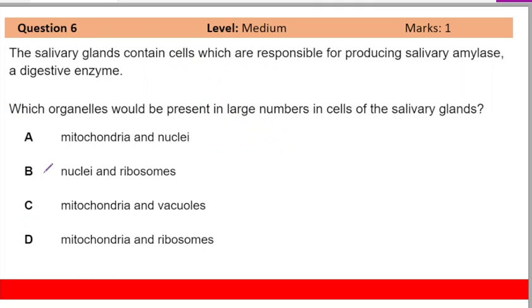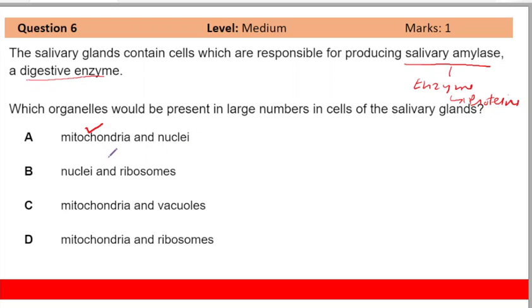The salivary glands contain cells which are responsible for producing salivary amylase. Salivary amylase is what? It is an enzyme. And enzymes are made up of proteins. Enzymes are made up of proteins, right? So let us see which organelle would be present in large numbers in cells of salivary glands. Mitochondria, of course, because it is required for providing energy.